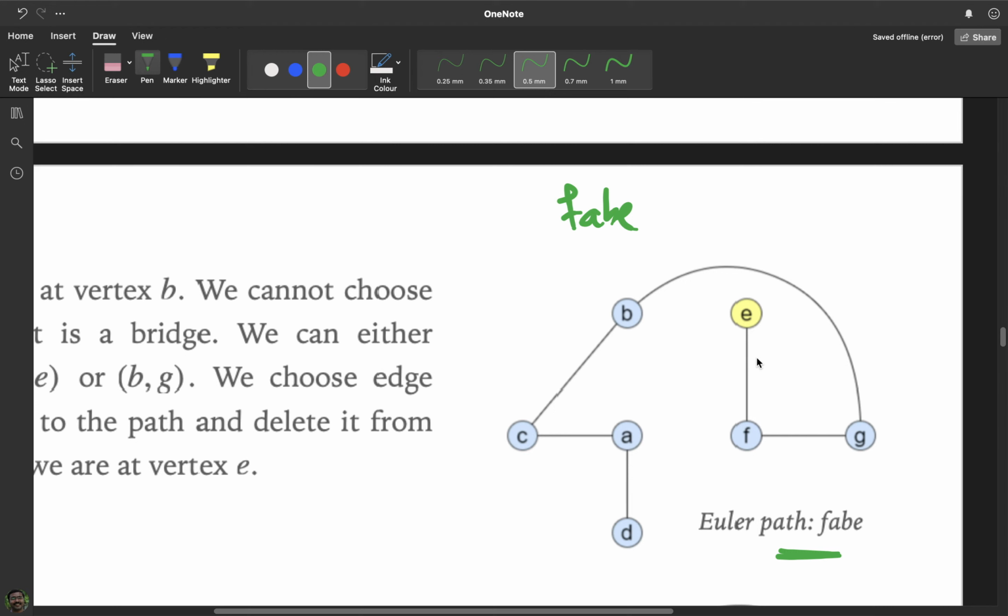No other edges for us go from E, so only one edge is there. So we have to choose this bridge. There is no other choice. So I'll choose this F. Now I am at F. I'll just delete this edge EF now.